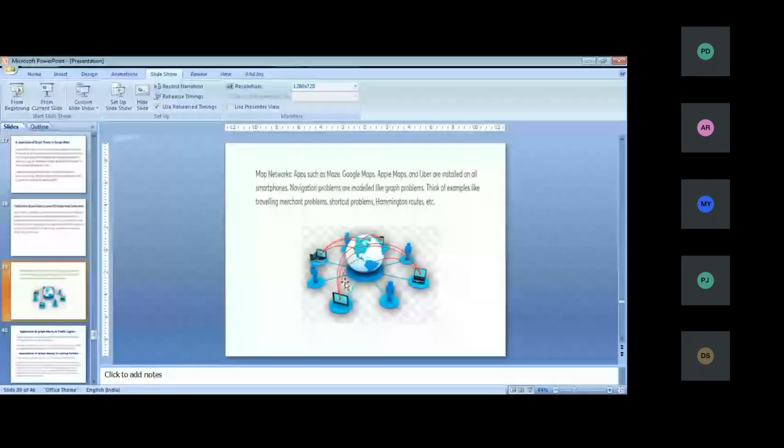Next is map networks. Map networks such as Waze, Google Maps, Apple Maps, and Uber are installed on all smartphones. Navigation problems are modeled like graph problems. Think of examples like the traveling salesman problem, shortest path problems, Hamiltonian routes, etc.